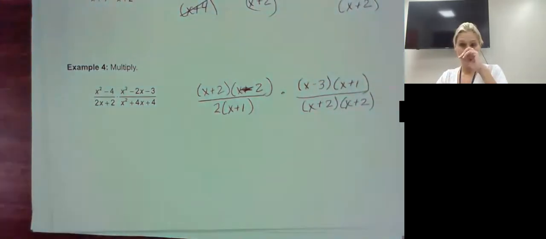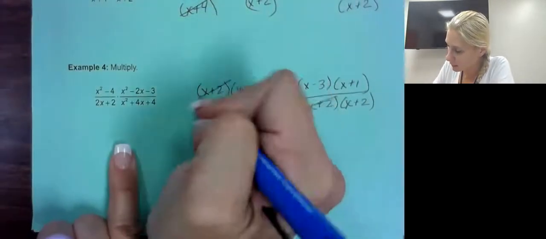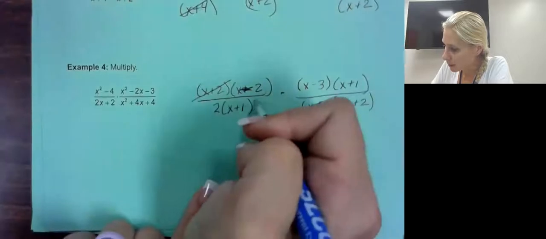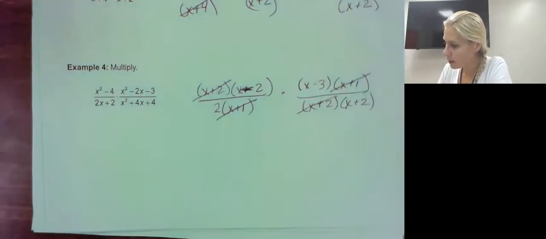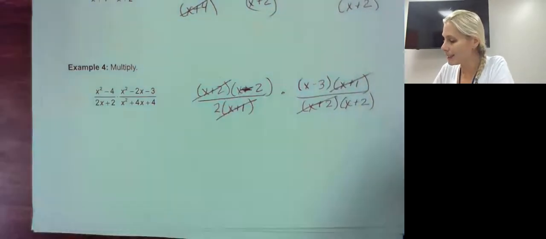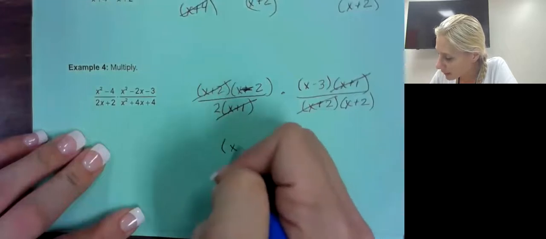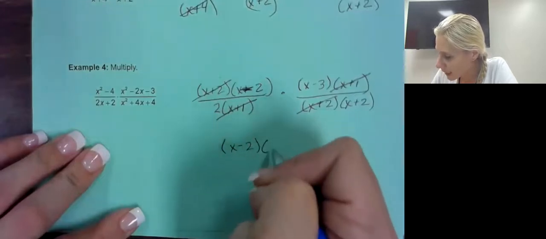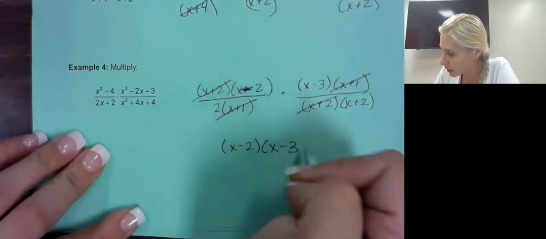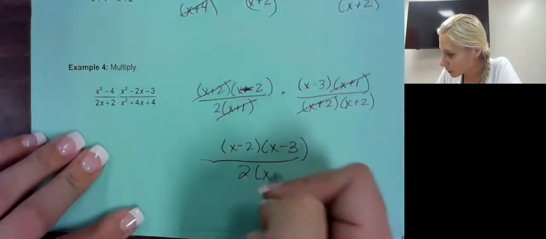So again, crossing out those groups. So I have an x plus 2 that I can cross out. And then I can cross out an x plus 1. These do not cross off because one's subtraction, one's addition. So my final answer on top is x minus 2 times x minus 3 all over 2 times x plus 2.